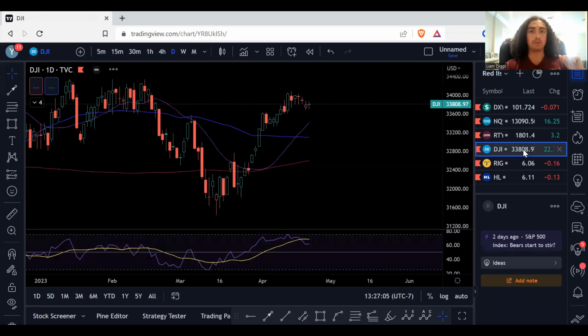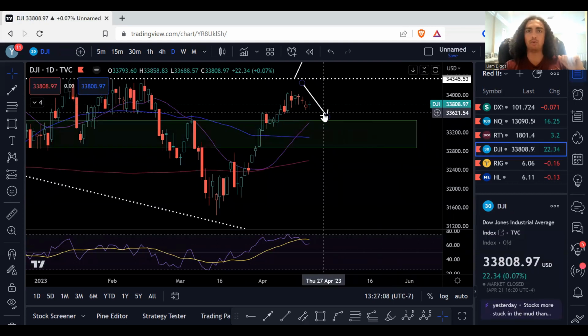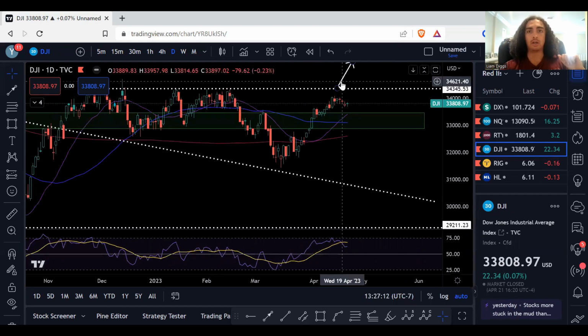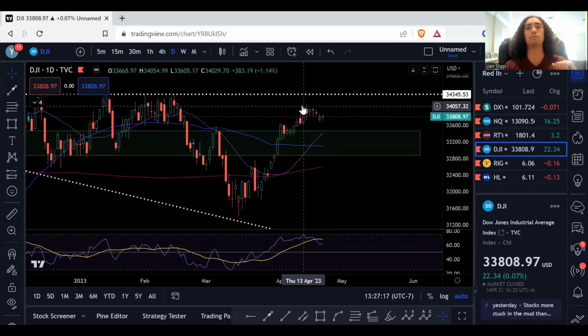Jumping over to the Dow Jones. Dow Jones seems to be the only one that has any type of trend at all. You can see over the past couple of weeks, very strong move up.